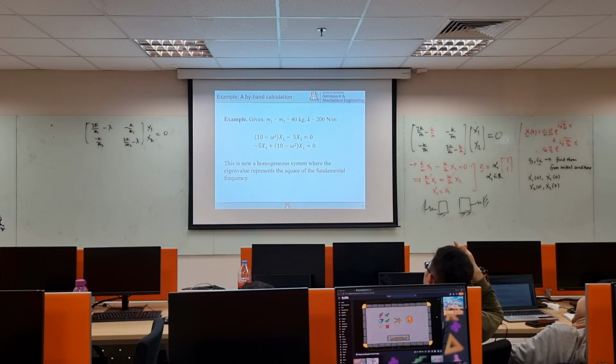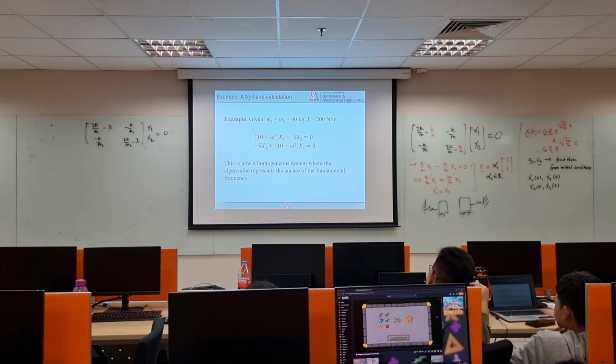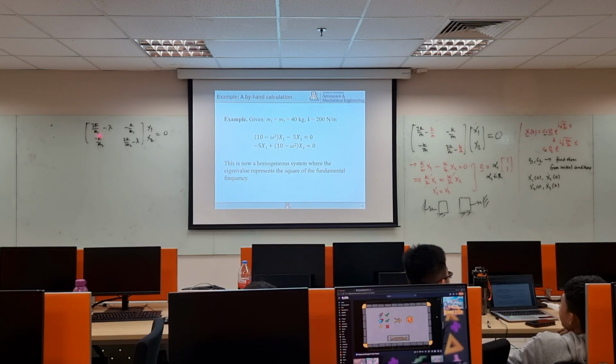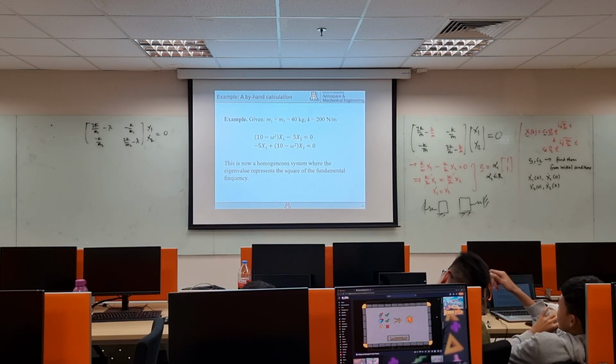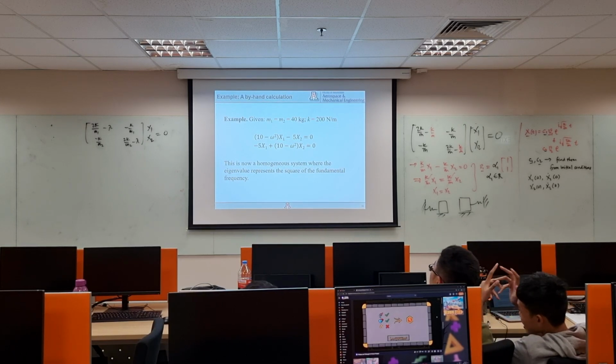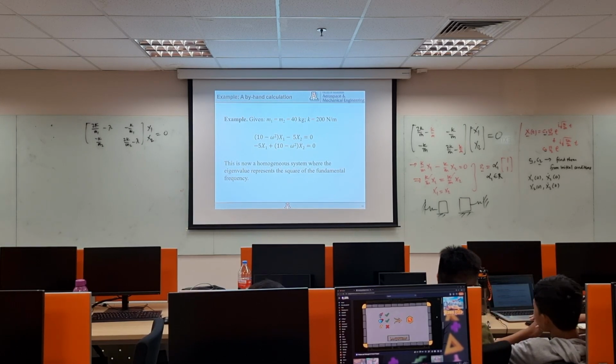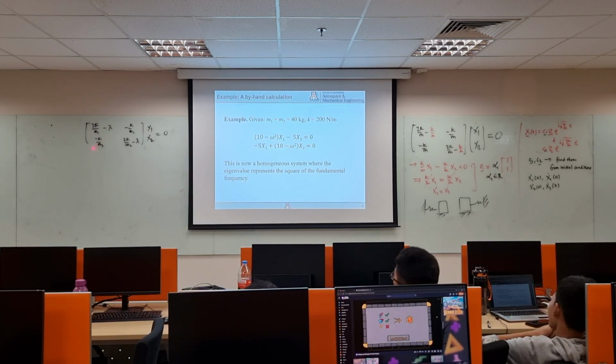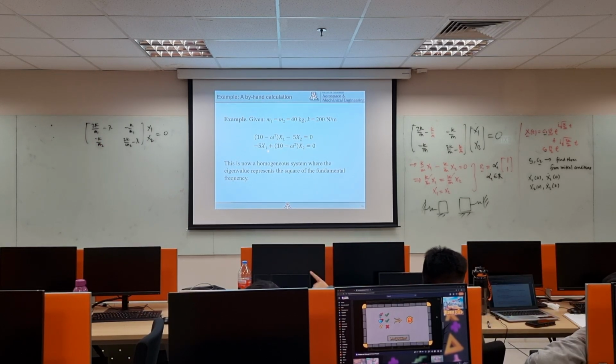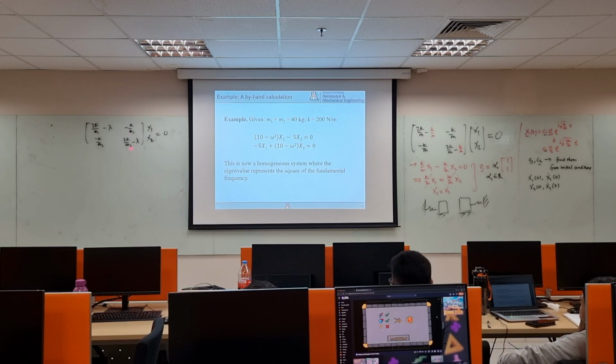How do you get the 10? Insert the K and M here. What about the 5 here? 200 divided by 40, so it's 5. What about this one? 200 by 40. The 10 here? The same thing, 400 by 40. Why is it omega square, not lambda like this? Lambda is omega square. Now you know.